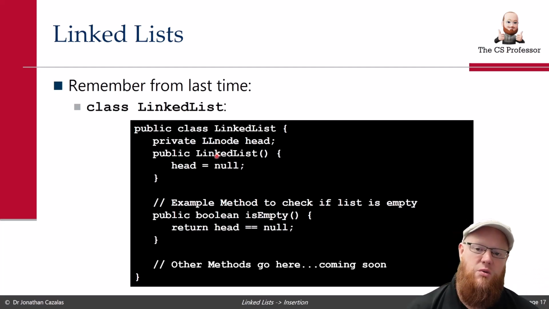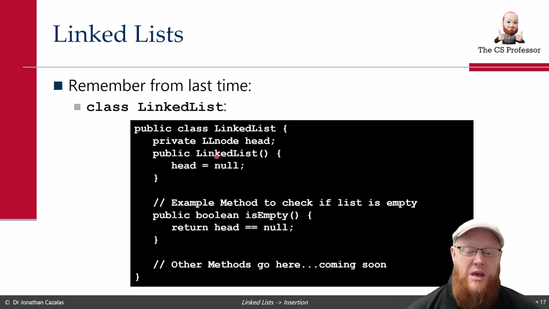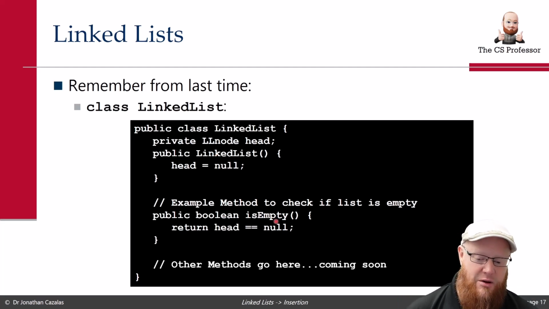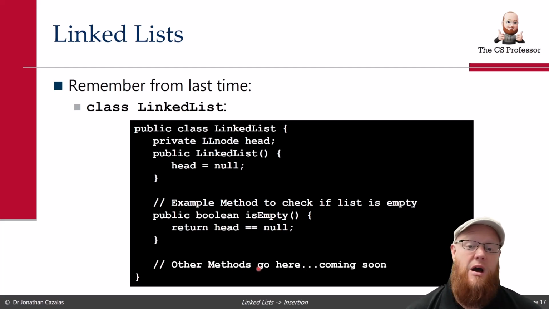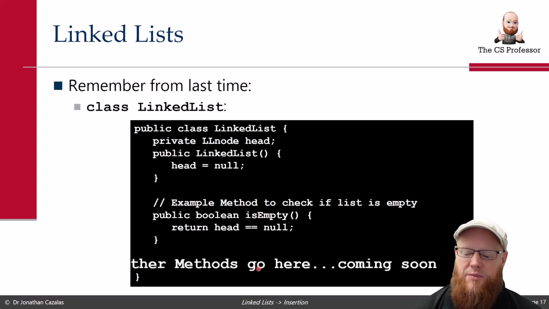Here's our constructor. When you make a new linked list, at that moment in time there are no nodes. Therefore, head does not store any address. It does not store the address of the first node because there is no first node, and head is pointing to null. Here is our isEmpty method. And what's going to come down here are other methods: an insert method, a delete method, and so on. Today's all about insertion.